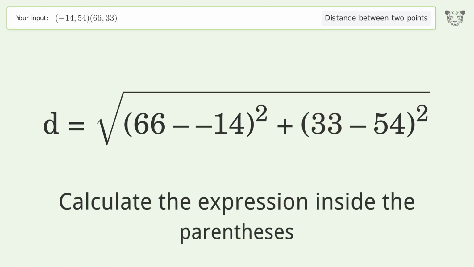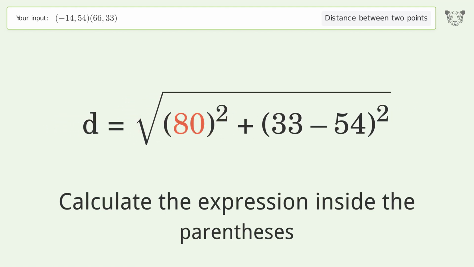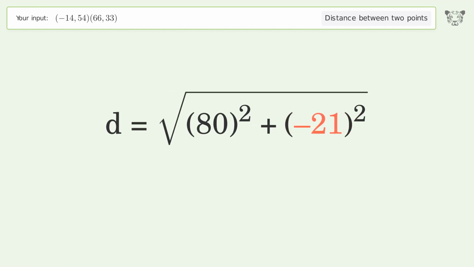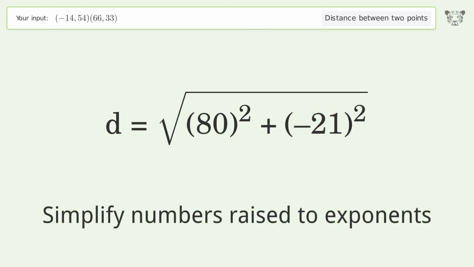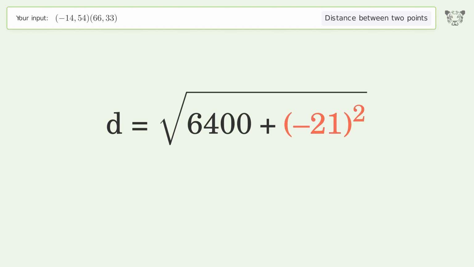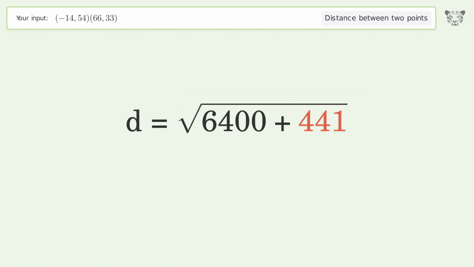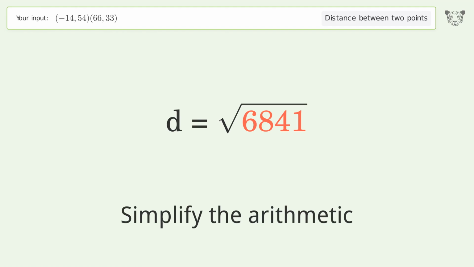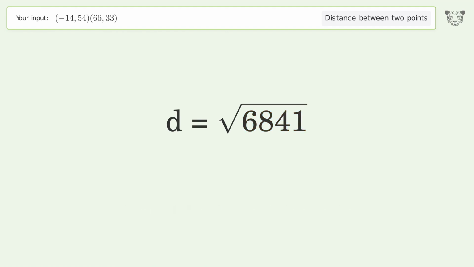Calculate the expression inside the parentheses. Simplify numbers raised to exponents. Simplify the arithmetic. And so the distance between the 2 points is the square root of 6,841, or 82.71.